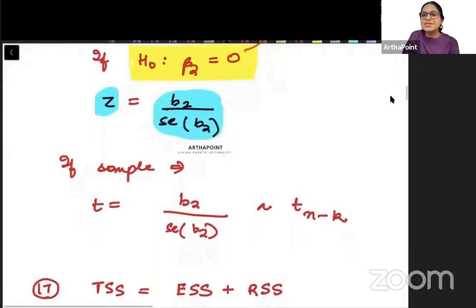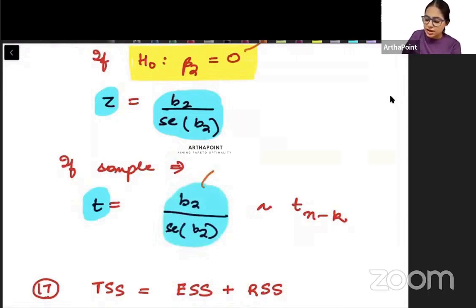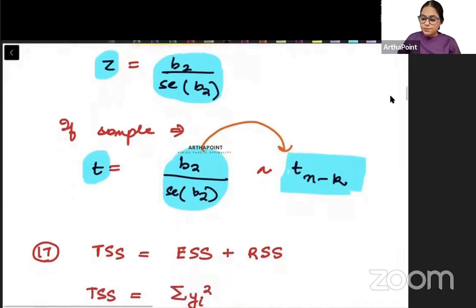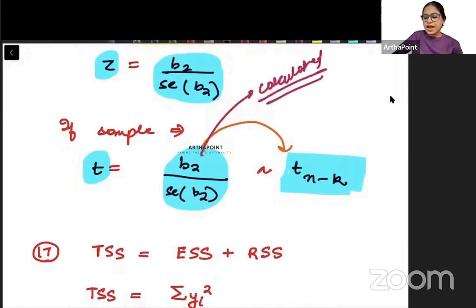If we are working with a sample, so in a sample we use T. So the T test will have B2 upon standard error of B2, and this follows a T distribution with n minus k degrees of freedom. So in the exam, if they ask you to find the T value, the T calculated value will come from this beta, and you compare it with the T tabular value, right?